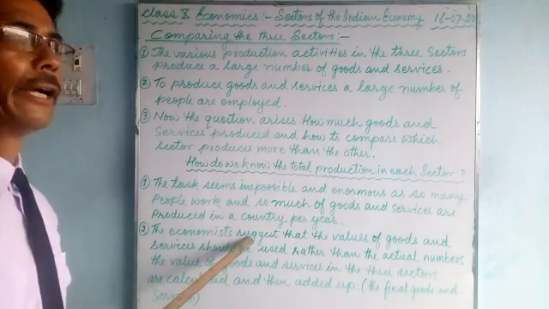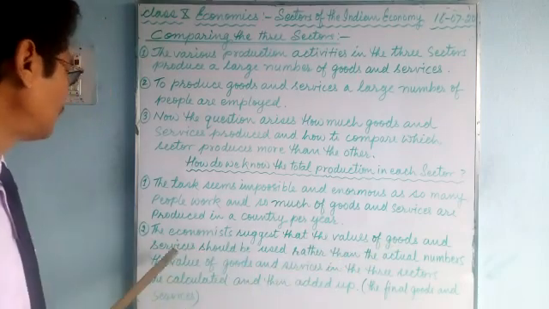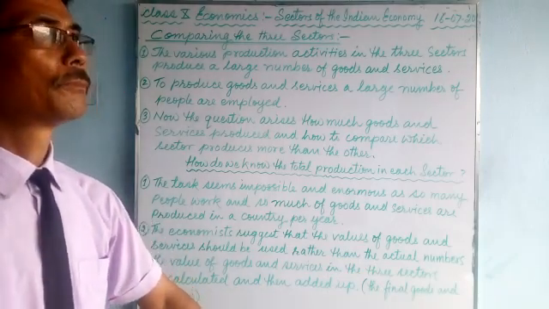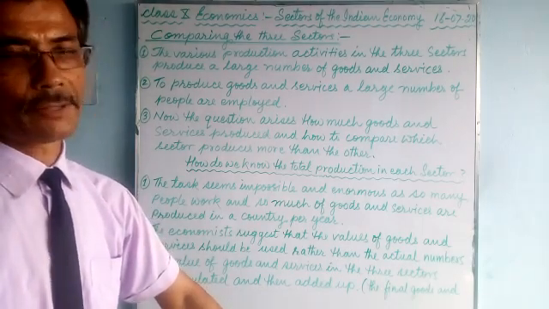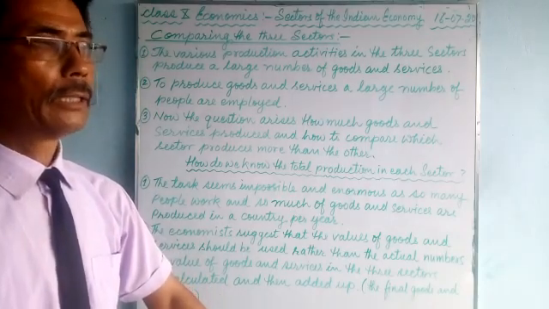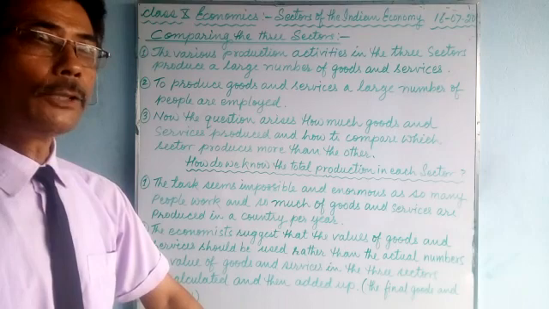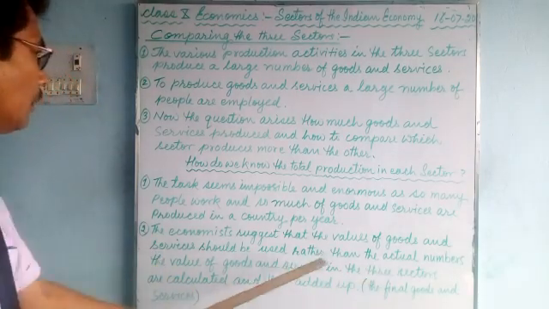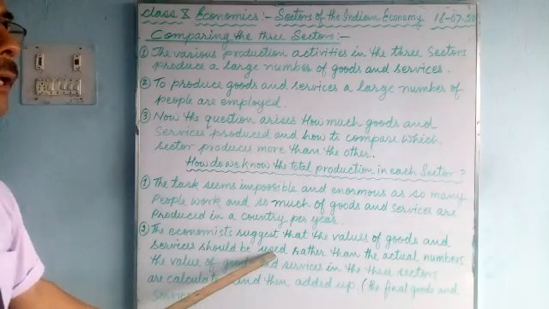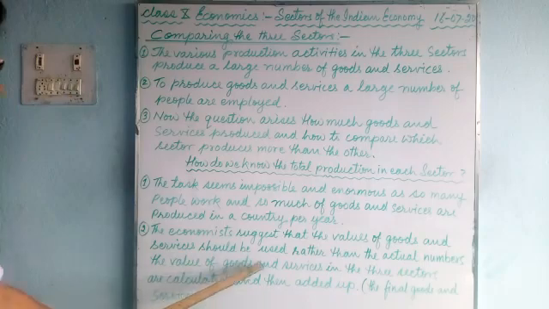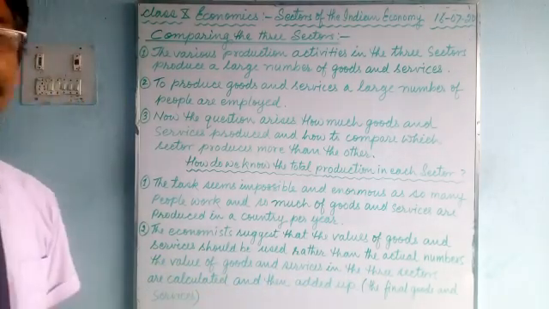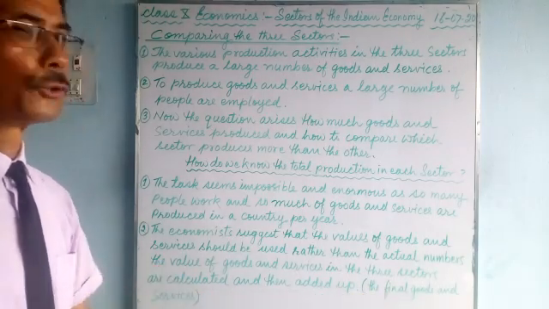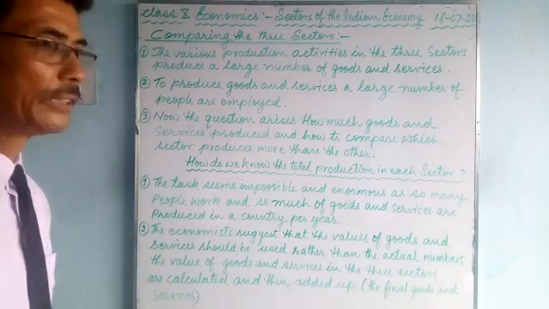The economist of a country advises that the value of goods and services should be used rather than the actual numbers. Suppose a factory produces bottles. How many bottles are produced is not to be counted. Per year, how much value it has generated, or the value of products added, not the numbers. The values of goods and services produced in a country per year are calculated and then added up. The final goods, the final products and services are calculated.